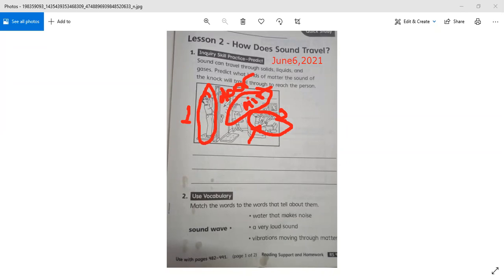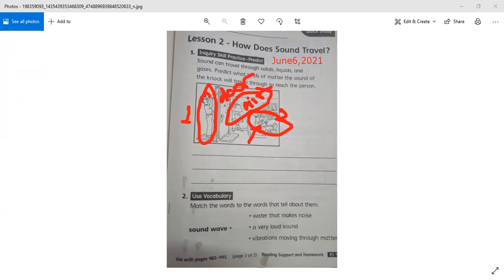What? I can't hear you. What did Kinda say? How does the sound travel here, through solid or liquid or gas? From solid. What is the solid here? Where is the solid here?